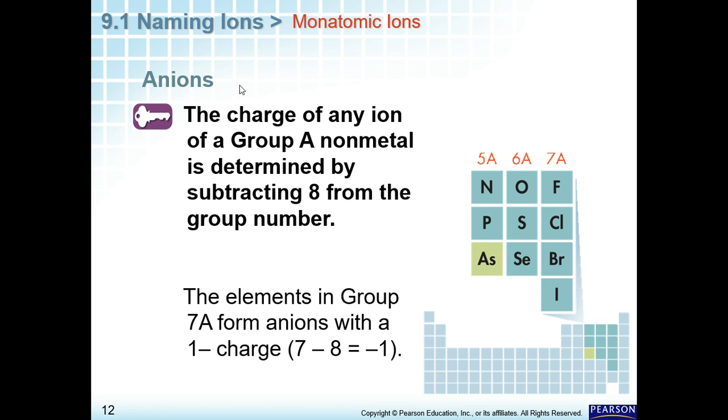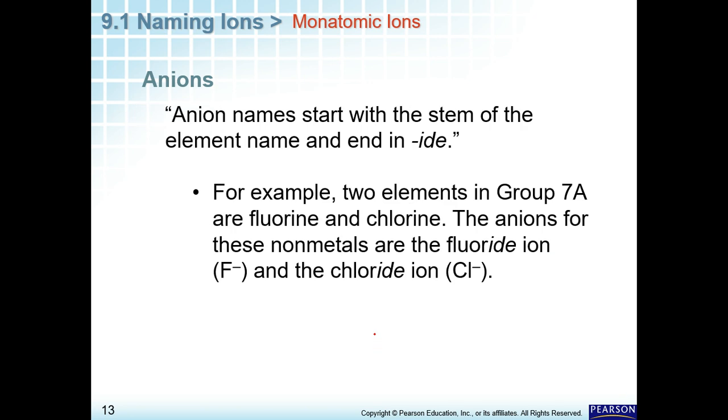So let's first focus on group 7A. Well, group 7A, if we're focusing on the charge, the group number is 7 minus 8. That means my charge would be a negative 1. Also recall that the anions always end in "ide." So since I have a negative 1 charge, chlorine and fluorine, the endings get cut off both of those, and they become fluoride and chloride respectively.